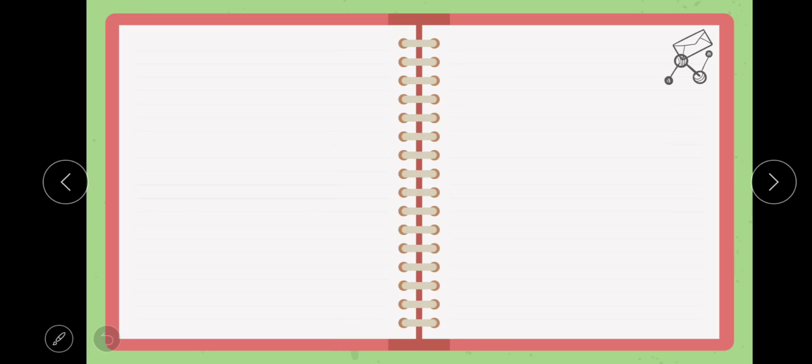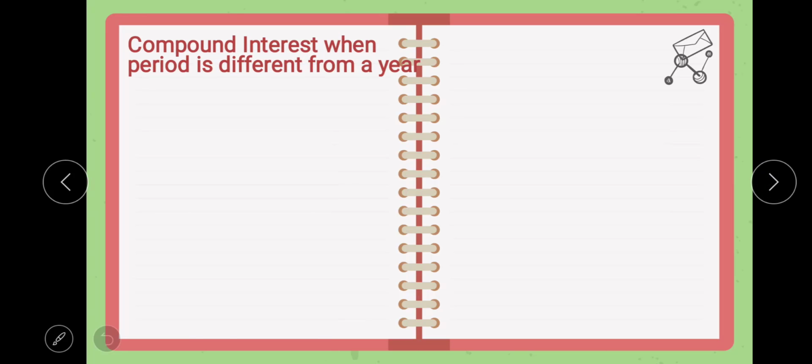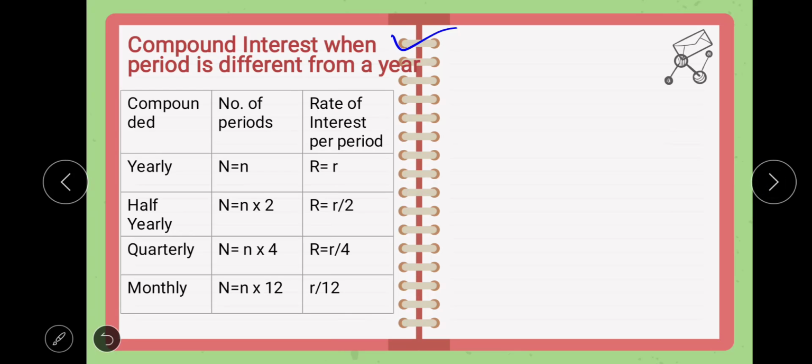When compound interest is compounded yearly, half yearly, quarterly and monthly. So here we have to just see this chart. I will show you a simple chart so you can get an idea about compound interest compounded yearly, half yearly, quarterly and monthly. So compound interest when the period is different from a year. So compound interest compounded yearly.